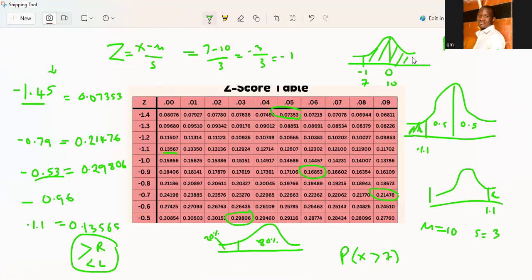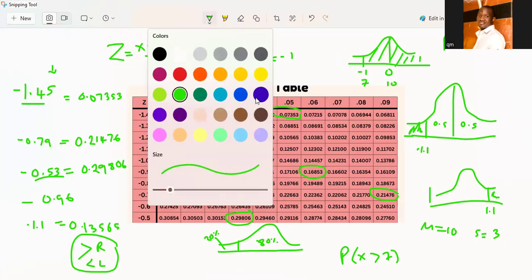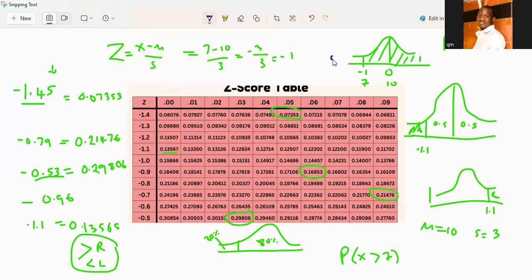But when we go to the table, negative 1, it's a standard value of 7. When you go to negative 1, negative 1.0, what is the reading? 0.15866. So this means that the reading from here to here is 15%. So can you help me? How do we find the reading on the unshaded region?